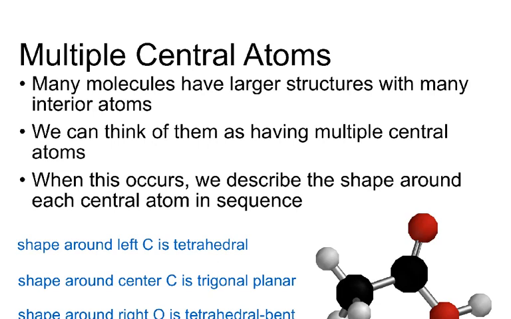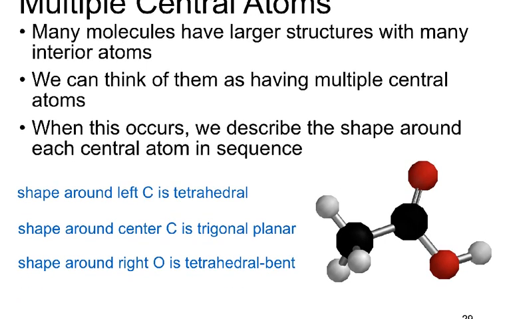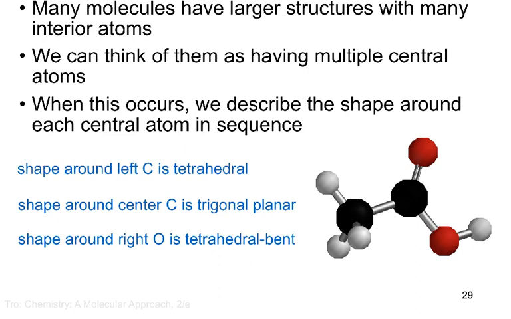We've talked about geometry around simple molecules that only have one central atom, but many molecules of interest are going to have larger structures that have more than one interior atom. What we do there is we describe the shape around each central atom in the sequence. So if you look at this molecule here, this carbon has 3 hydrogens and another carbon, so 4 groups, and they're all atoms.